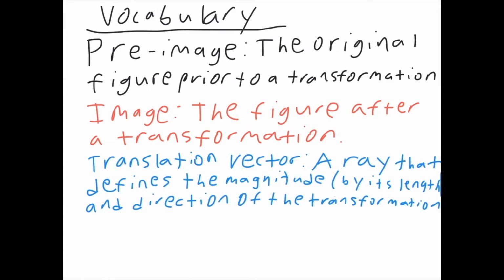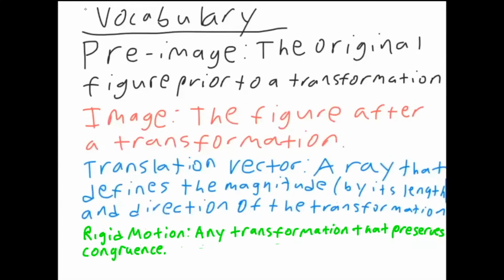Translation vector is a ray that defines the magnitude by its length and direction of the transformation. So this will be the thing that tells us where to move the object to. And the last term is rigid motion, any transformation that preserves congruence. So translations, reflections, rotations, all the ones we're going to learn about are rigid motions. There are transformations that are not rigid motions, but those 3 are.